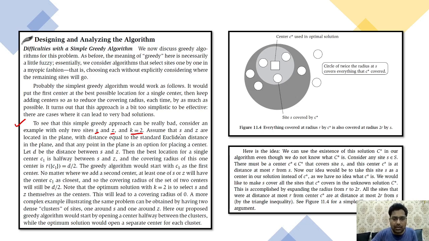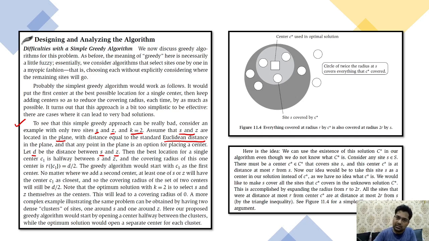So next, assume S and Z are located in a plane, with the distance equal to the standard Euclidean distance, which we have discussed earlier as the square root of (x2 minus x1) squared plus (y2 minus y1) squared. On a plane, basically we have to keep that one. Whenever we are focusing on the distance between S and Z, we find it from the Euclidean distance.